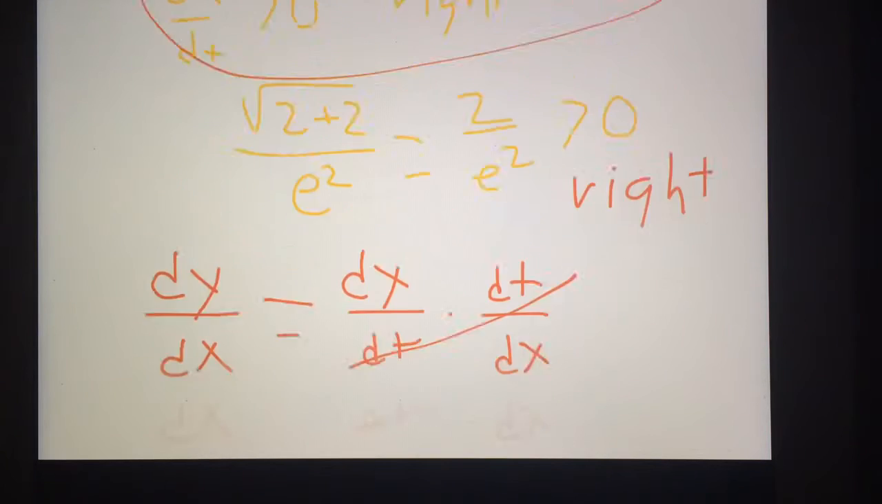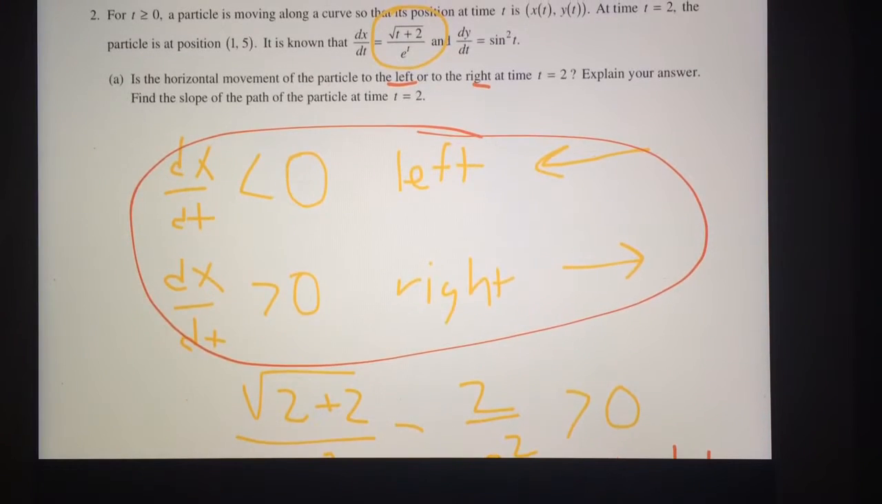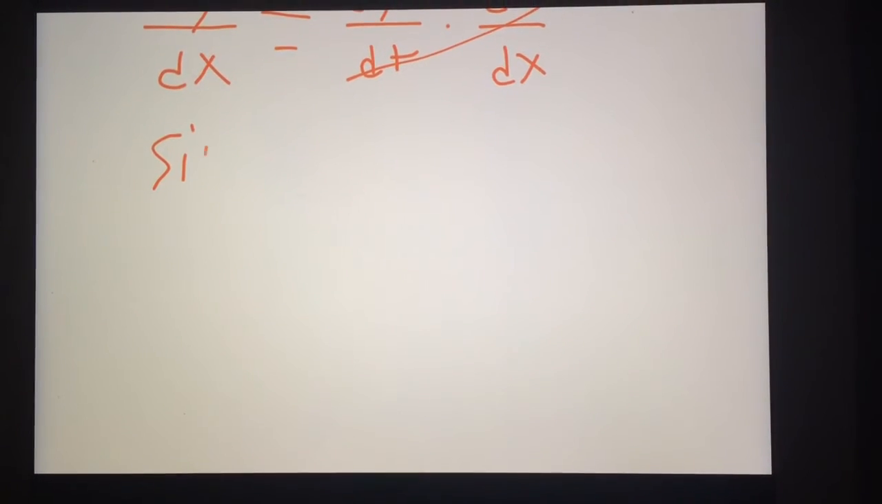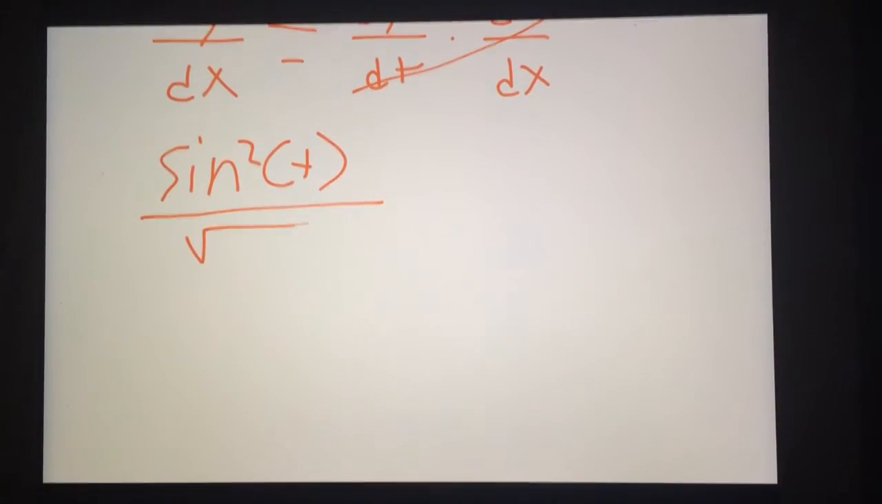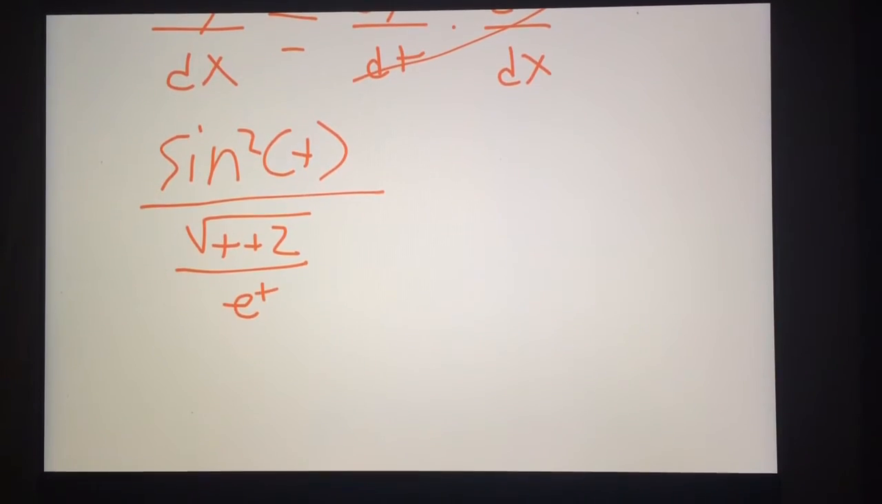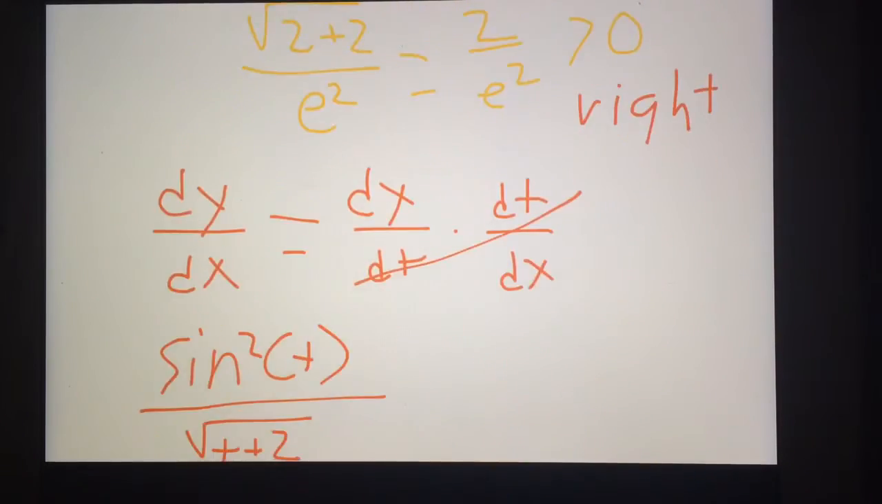So, to find the slope at t equals 2, let's divide the derivative of y by the derivative of x: sine squared of t over the square root of t plus 2 over e to the t. And we're supposed to plug in 2, so let's do that.